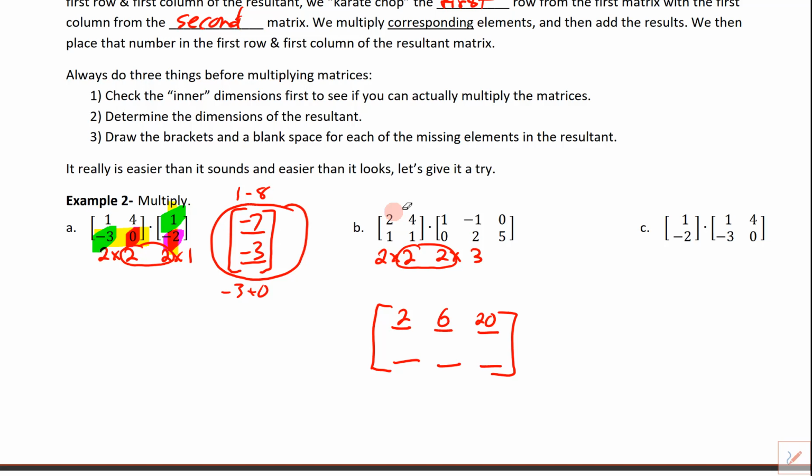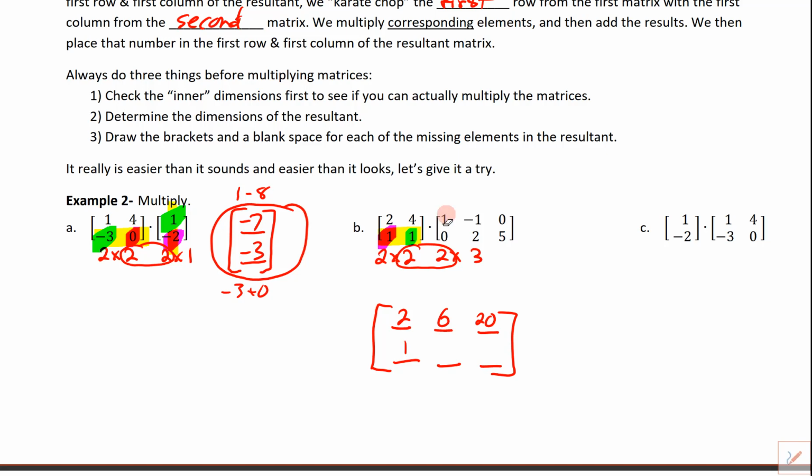Okay, now we're going to move on to the second row and first column. So second row, I'm going to take this second row here and multiply it by the first column, and we're going to do this correspondingly. So the 1 times the 1, and the 1 times the 0. So 1 times 1 is 1, 1 times 0 is 0. So 1 plus 0 is 1. So we've got a 1 right here.